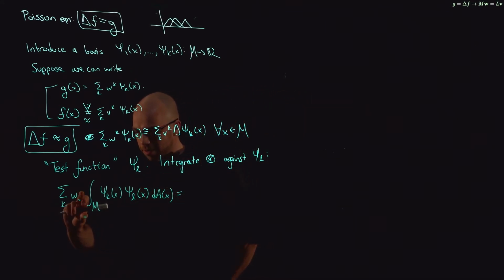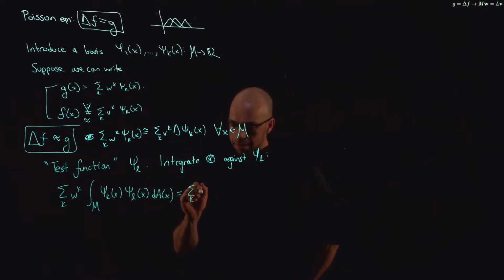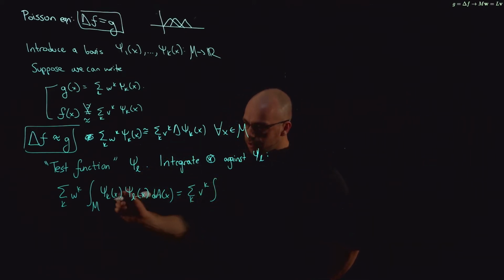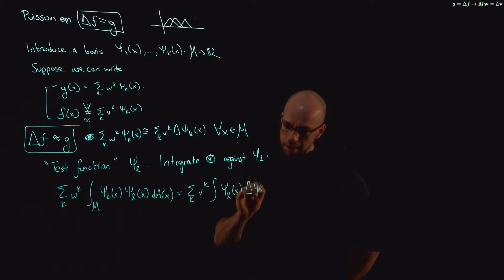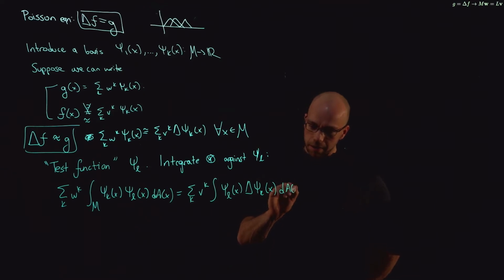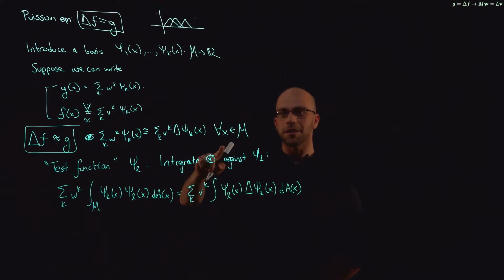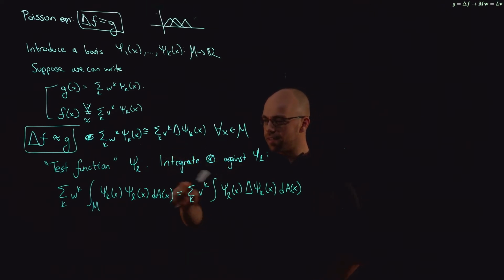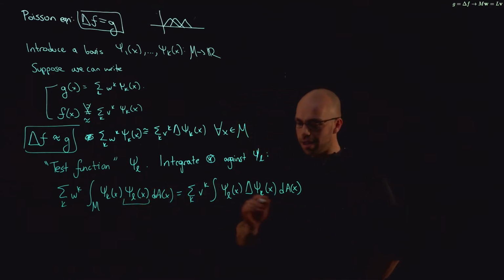Oops, I'm sorry, I put my index downstairs instead of upstairs, for shame. So this is equal to the sum over k of v_k times the integral of psi_L(x) times the Laplacian of psi_k(x), d area of x. Again, all I did was take this star expression, multiply both sides by psi_L(x), and then integrate over the domain M.